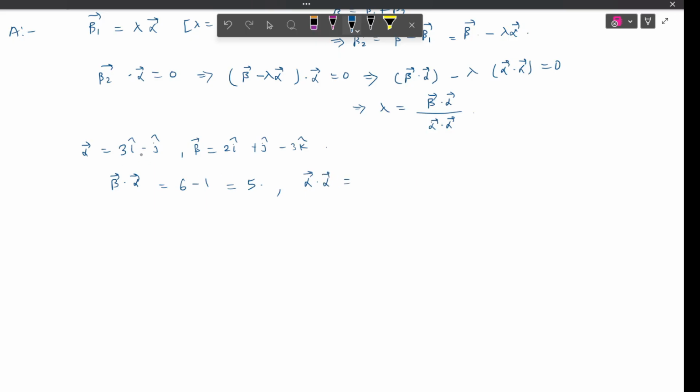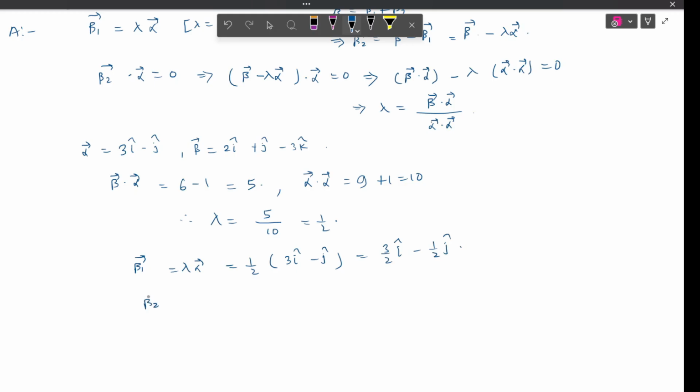And what would be alpha dot alpha? Alpha dot alpha, that is (3i minus j) dot (3i minus j). So i dot i, that is 3 into 3, that is 9, and minus 1 into minus 1, that is plus 1, that is 10. So let us put the values. Beta dot alpha is 5, alpha dot alpha is 10. So this is half. Now we know beta 1 vector is lambda into alpha vector. So lambda is half and alpha vector is 3 i cap minus j cap. So it would be 3 by 2 i cap minus half j cap.